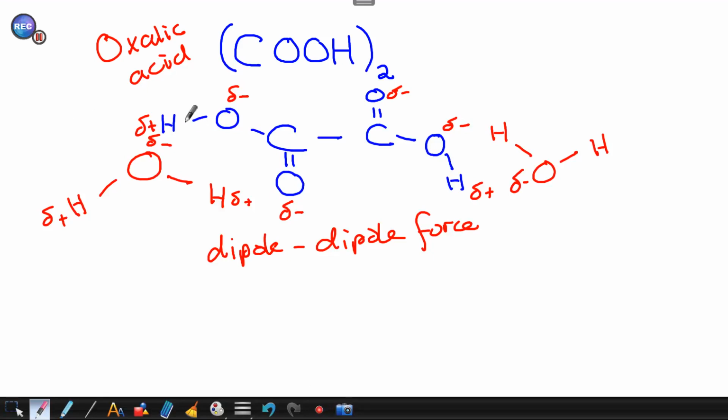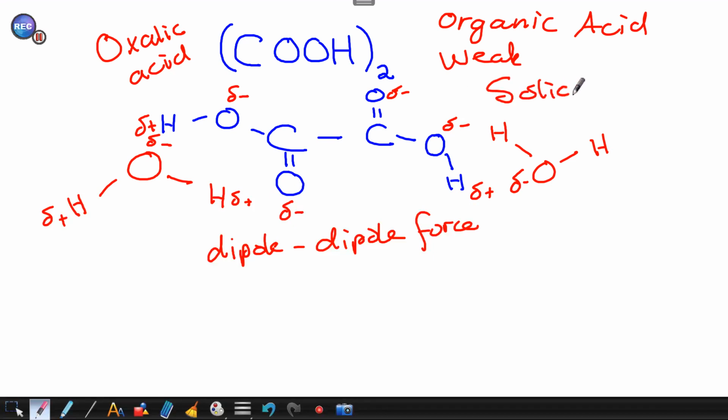So we are busy looking at oxalic acid. It is an organic acid, and we know that it is a weak acid. It comes naturally as a solid, so it is crystalline. And there are two waters for each molecule. There are two waters forming dipole-dipole forces with the oxalic acid.